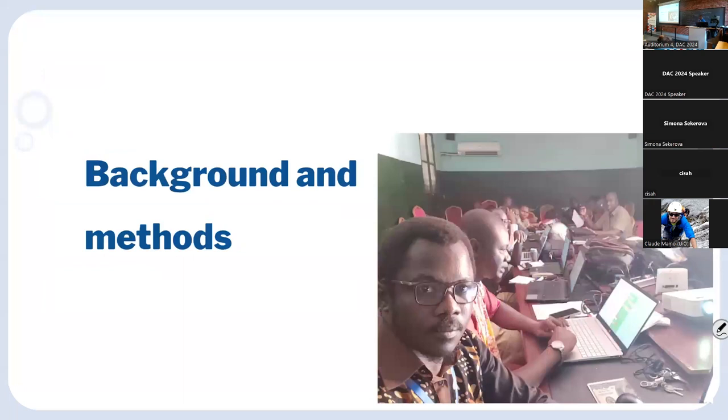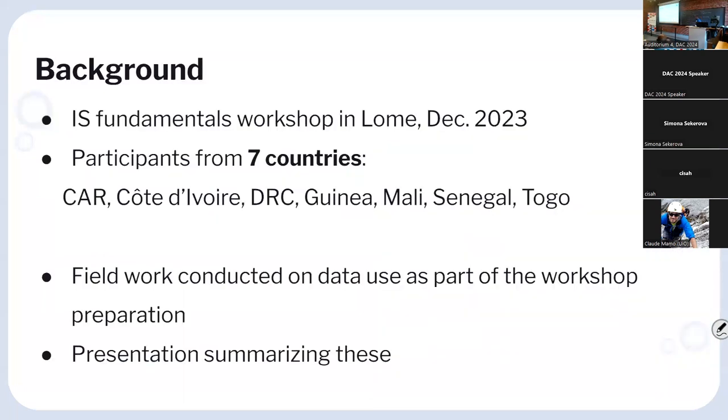A few outlines and background. What we did as part of this data use whole experience was a field work that we did as a preparation to the meeting that happened in Lomé. That meeting had 7 countries, as we were saying, including Central African Republic, Cote d'Ivoire, Guinea, Togo, and so on. So as part of this data work, they went to the field, collected some data, and then reflected on this.